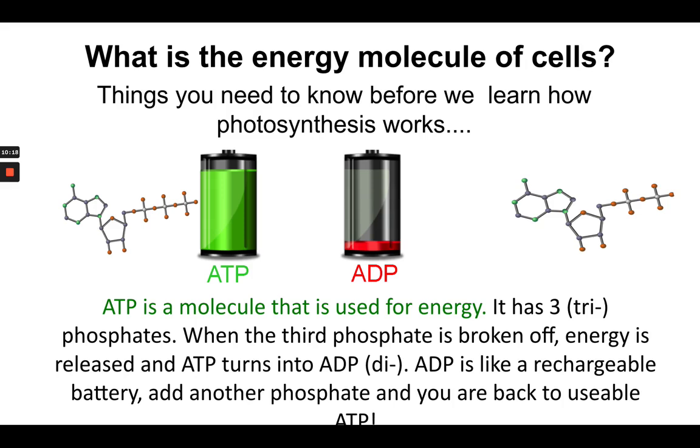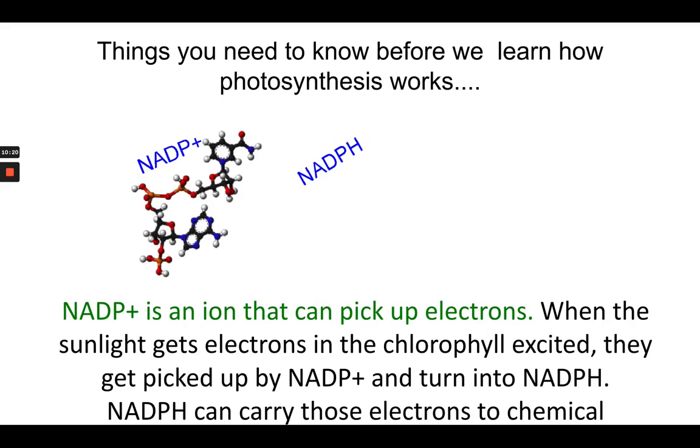In photosynthesis, though, we also need to learn about electron carriers because they have the extra energy that the plant cells need in order to perform photosynthesis. And so specifically, the electron carrier that you need to know is NADP+. When NADP+ is in contact with high energy electrons, it will pick up that ion and it becomes NADPH. So the uncharged form is NADP+, and the charged form is NADPH.